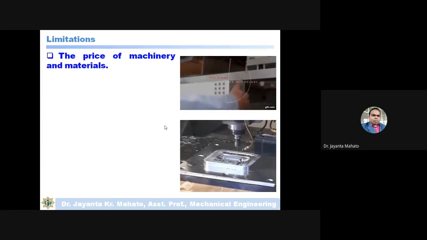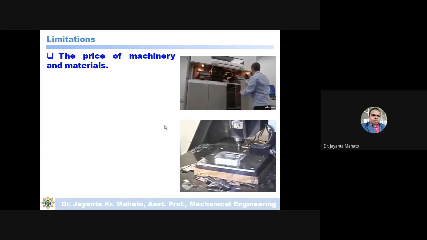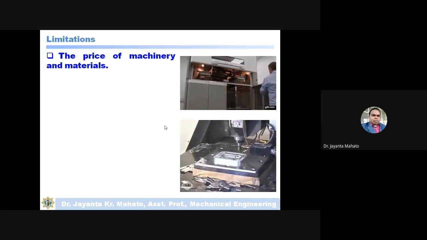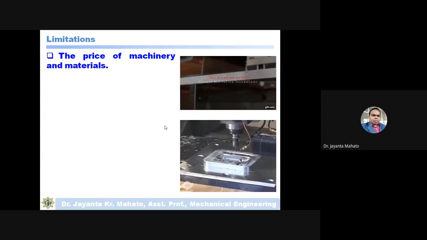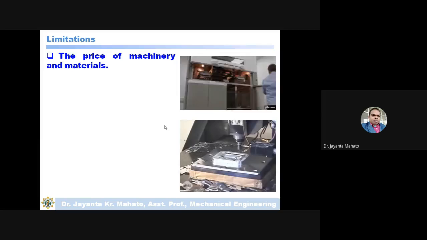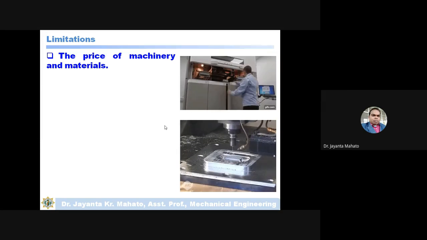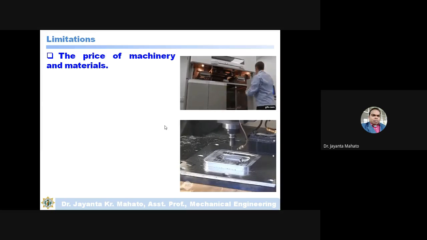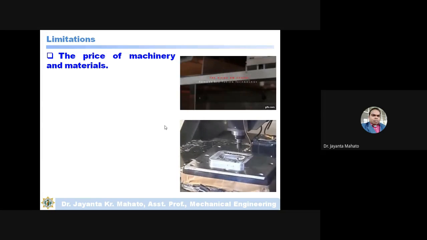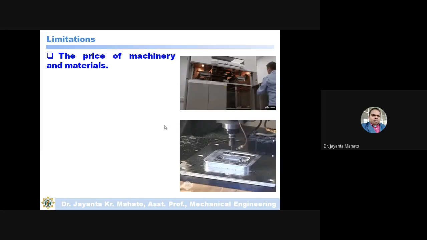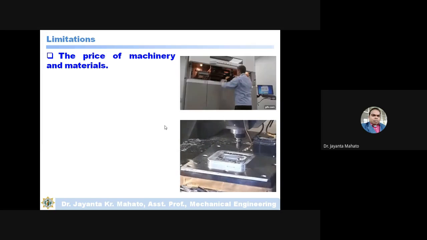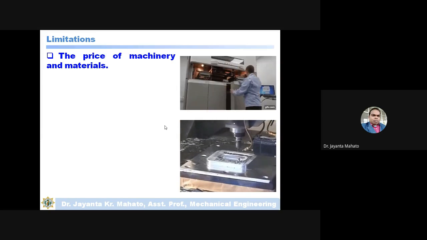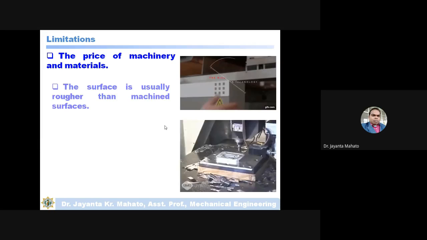But some limitations are there. The price of the machinery and the materials, meaning the cutting media like laser beam, are very high cost. The machine and the cutting media, like laser beam, are actually very sophisticated. So these are very costly.